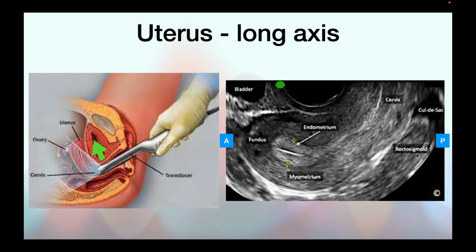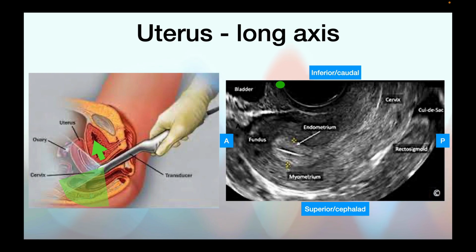This is the rectum here, the sigmoid colon. And what you'll notice is that this is also inferior, and it points more superiorly. So the fundus is anterior, the cervix and the rectum are more posterior, and the cervix compared to the fundus is more inferior, and the fundus is more superior.